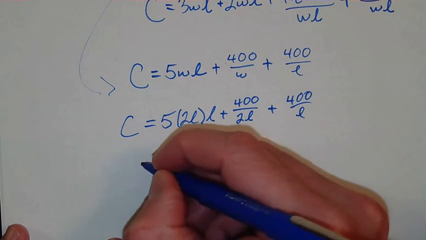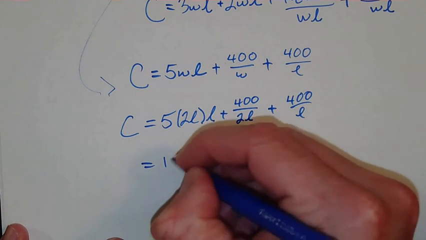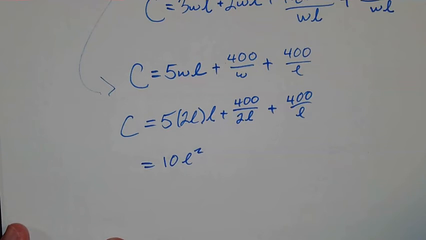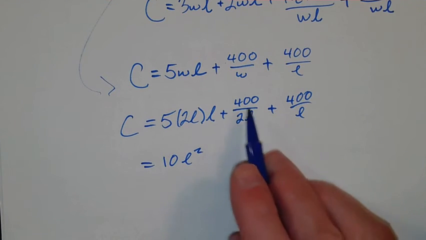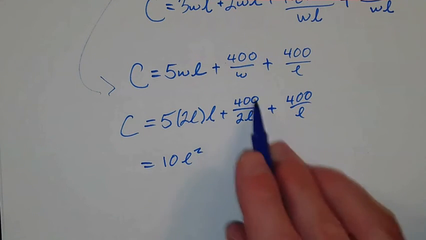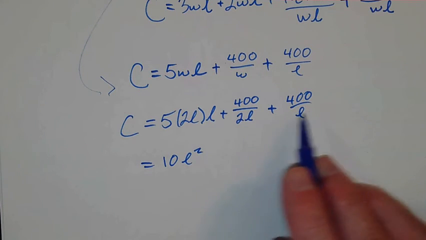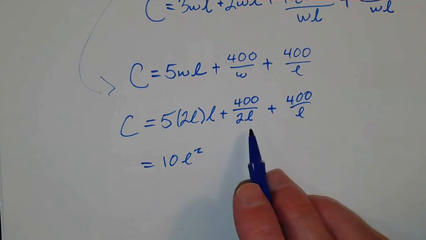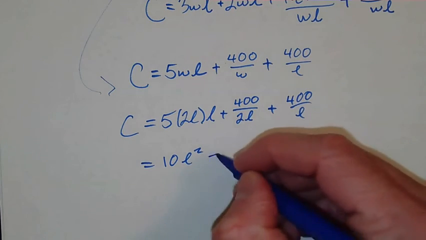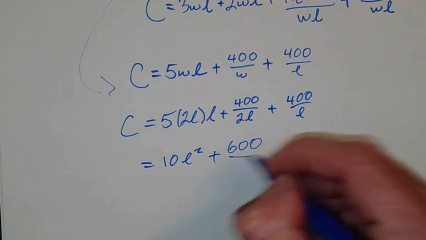I'm going to simplify this a little bit. Let's call this 10L squared. And then I've got a little bit simplified: this is 200 over L plus 400 over L. Let's combine these two terms. Again, 200 over L plus 400 over L gives me 600 over L.